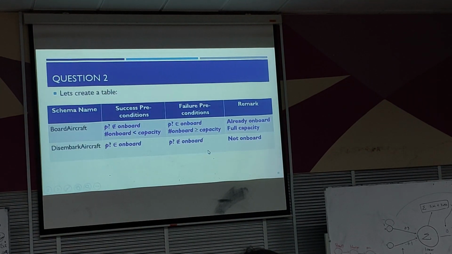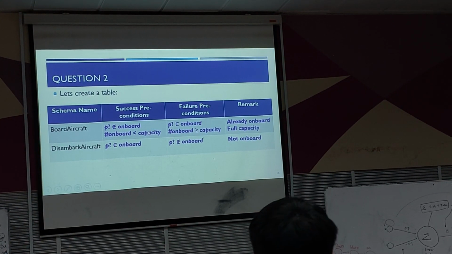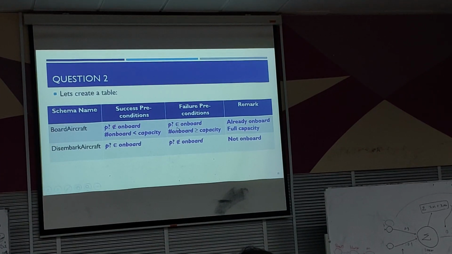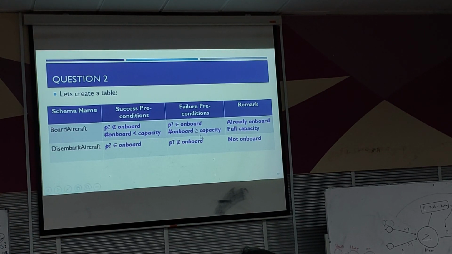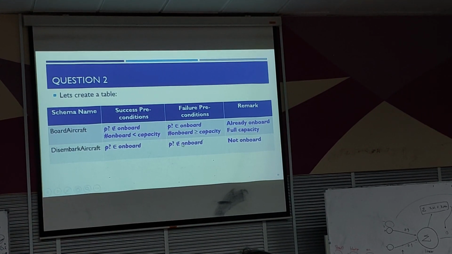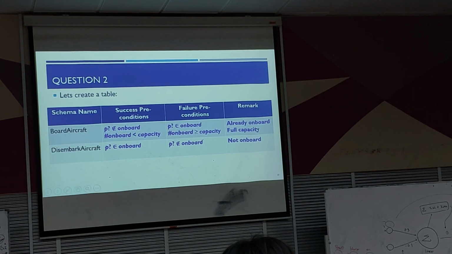So in this slide, you just do like I did just now where I created the table. So you just put the failure the other way around. If it is not a member of, then you put a member of. If less than, you put greater than or equal. And if member of, then you put not a member of. And then after that, you put the remark. This remark is for your own understanding later.